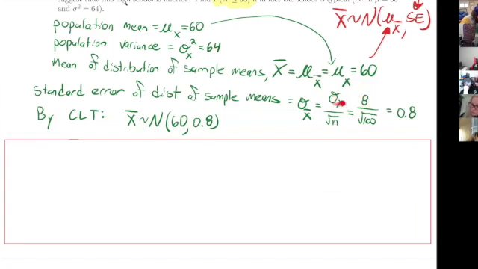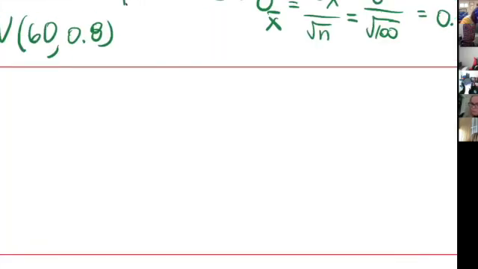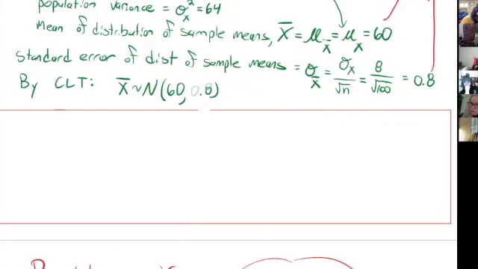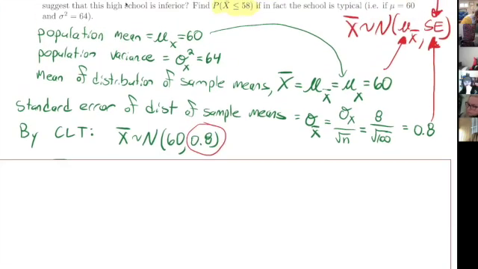So we take this standard deviation of the population and then divide it by the square root of the sample size. So since the population variance is 64, the population standard deviation is 8, and then we divide that by the square root of 100, which in this case would be 10, and that's where the 0.8 comes from. So the big change here is the standard error is 0.8, compared to the standard deviation of the population, which is 8.